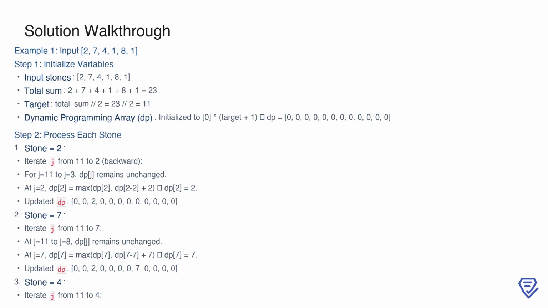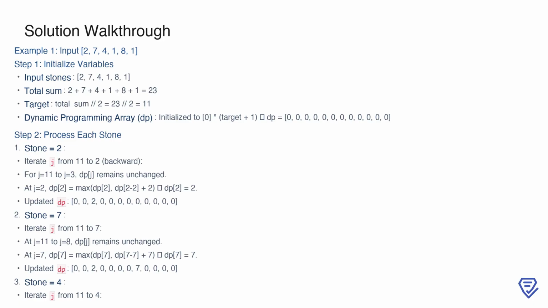For this, we use a dynamic programming approach. We initialize a DP array of size target plus 1, filled with zeros. This array will help us track the maximum achievable sum for each capacity from 0 to the target. Now, we process each stone one by one. Starting with the stone of weight 2, we iterate backward from the target, 11, to 2.